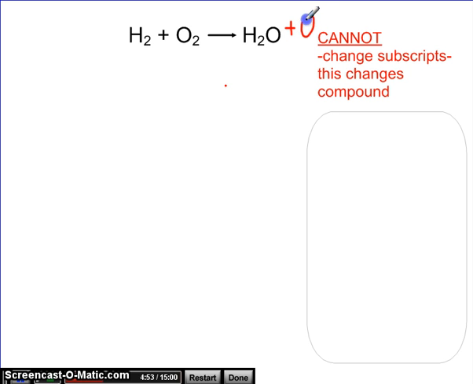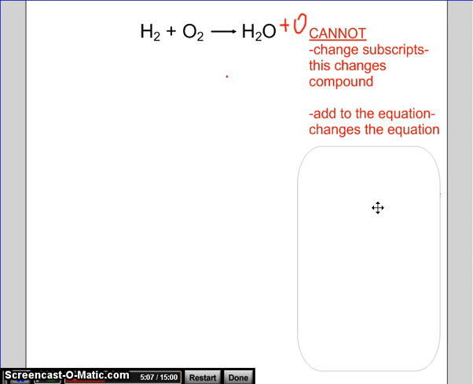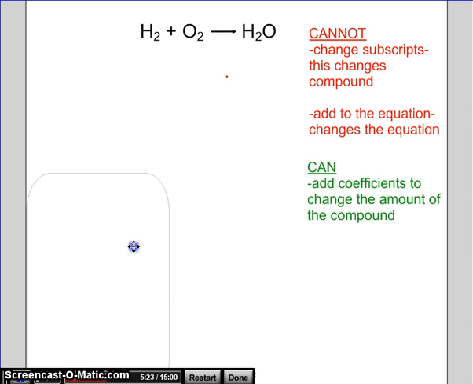So then the next option that a lot of people have is, well, what if I just add another oxygen? So now I have 2 oxygens on the product side, 2 oxygens on the reactant side. Again, can't do this. This changes the equation. In the equation, we only have hydrogen and oxygen and water, an oxygen molecule. So we can't just randomly add more things. We've got to work with what we have. So the only thing we can do is add coefficients.